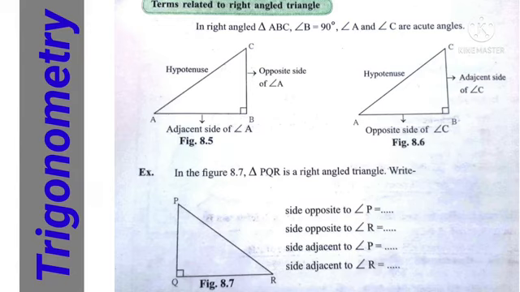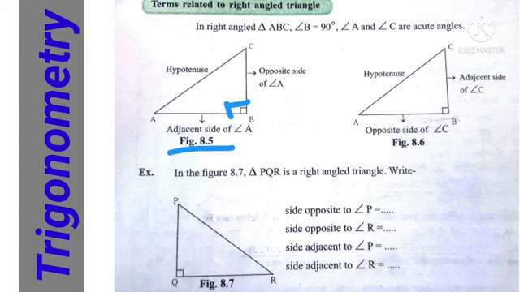Trigonometry is related to which type of triangle? Right angled triangle. You know, trigonometry is related to the right angled triangle. So we first see terms related to the right angled triangle. Observe the figure here. Triangle ABC is given. Angle B is 90 degrees.